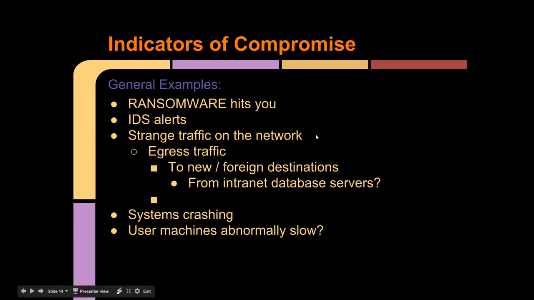Here are some great examples. Ransomware hits you. It's very obvious. IDS alerts go off like crazy. There's a lot of strange traffic on the network, especially egress traffic to new foreign destinations. That should be especially concerning if the source IP is your intranet database servers. You have systems crashing all over the place.